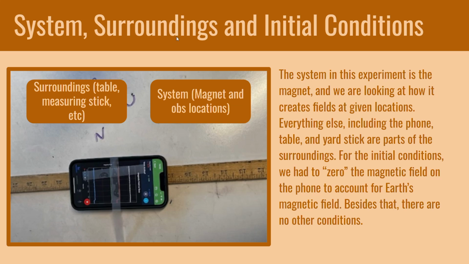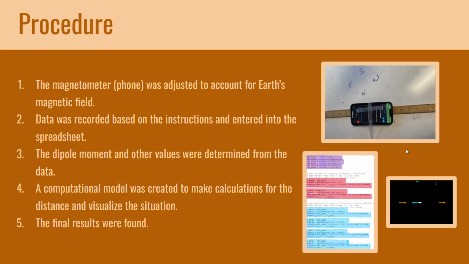To recognize the system, surroundings, and initial conditions, well, here's an image of the system. The magnet is off picture here because it was pretty far off from the phone. But this is the surroundings, and the system is going to be the magnet. Everything else is part of the surroundings. And for the initial conditions, there aren't really any for this lab. I would just say, to make sure our initial conditions were right, we had to zero the magnetic field. I say zero, I mean account for Earth's magnetic field, the magnetic north. So we had to change some values on the phone for that. Besides that, there's no other conditions.